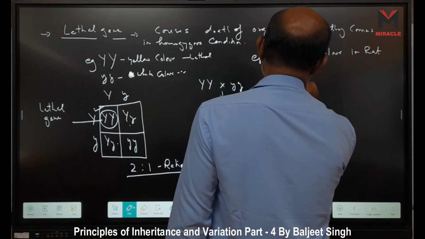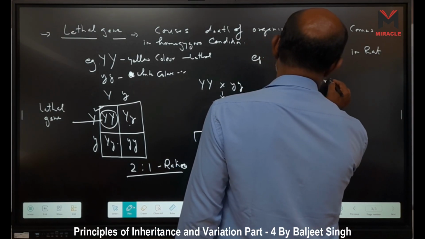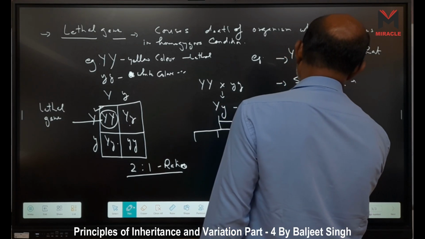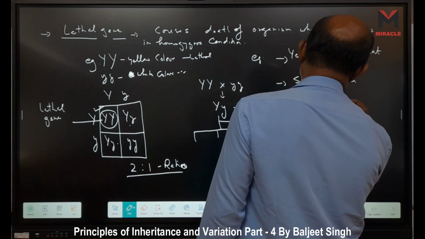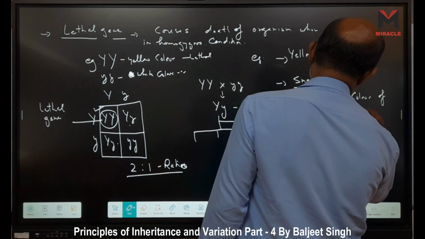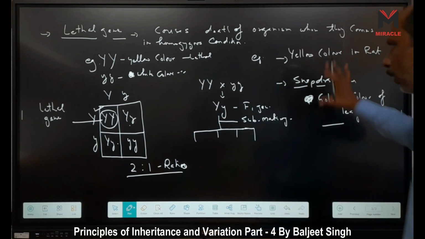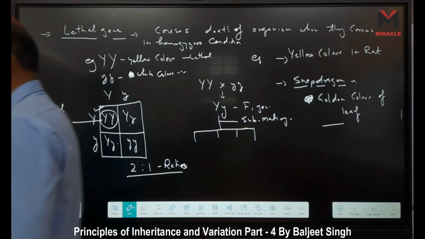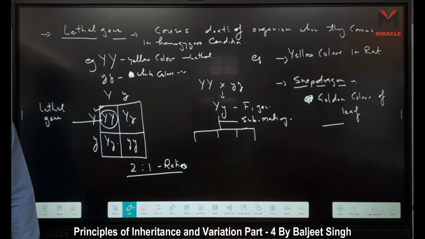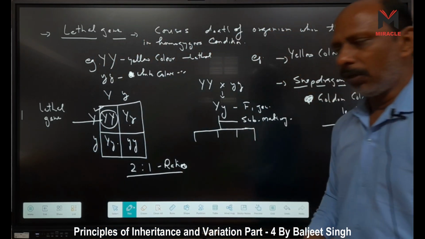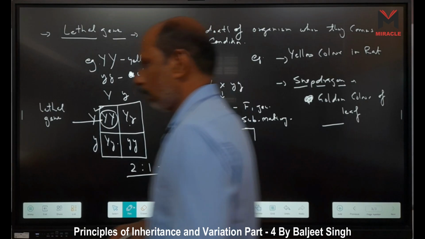Another example is snapdragon. What happens here? Golden color of leaf is lethal. So these are two examples of lethal genes. After lethal gene, the pleiotropic gene is also there. Pleiotropic genes are also given in our NCERT, so we need not discuss them here. We will read the NCERT and then find out.